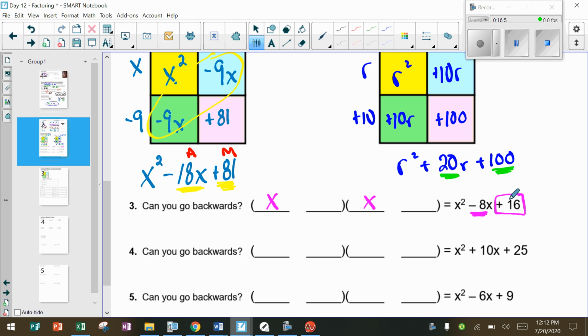And then does that plus itself make a negative 8? So 4 times 4 is 16. How do I make it multiply to be a positive, but add to be a negative? And that's if they're both minus. Negative 4 minus 4 more adds to be negative 8. Negative 4 times negative 4 is positive 16.